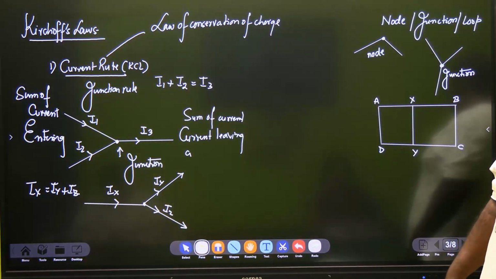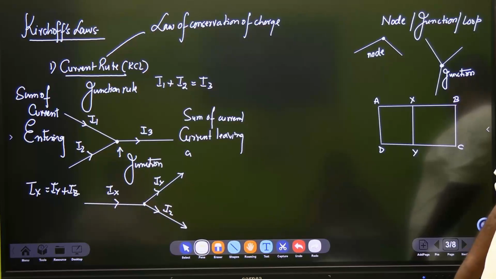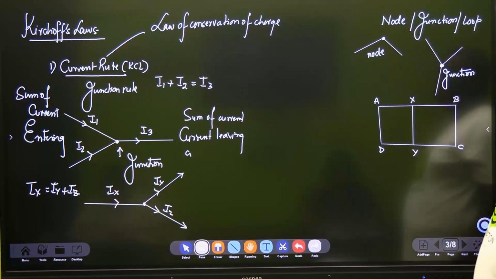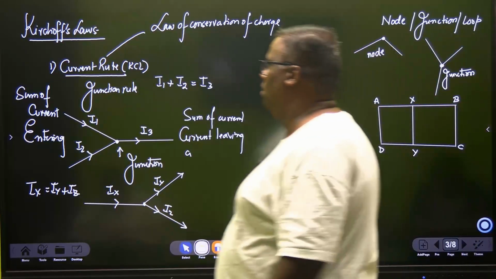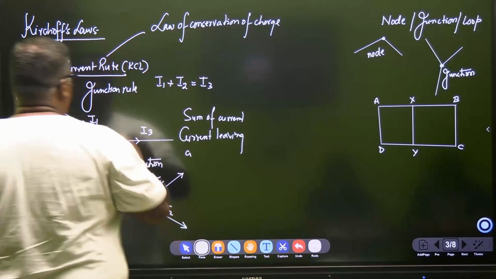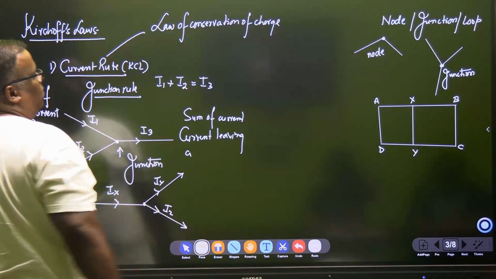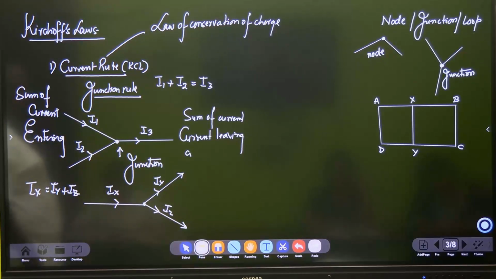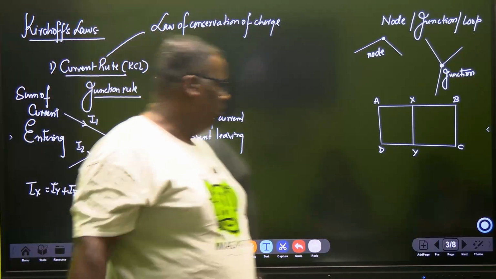So at any junction, the sum of the current entering should be equal to the sum of the current leaving. This is known as KCL or Kirchhoff's current rule, also known as the junction rule. With two rules, we will be solving some circuits today. Is this clear? Okay. Let's see the next rule.